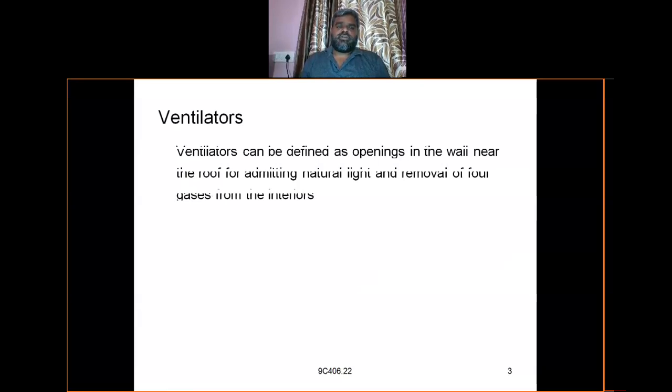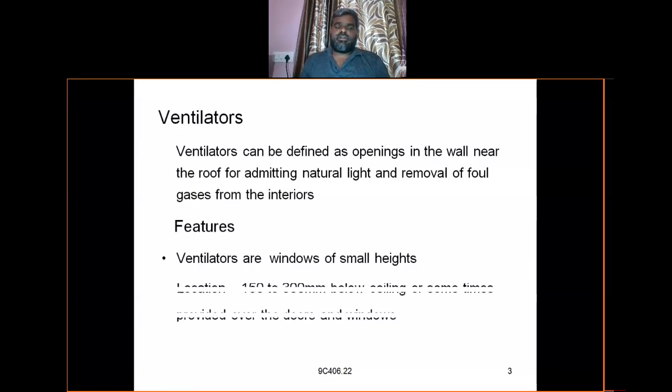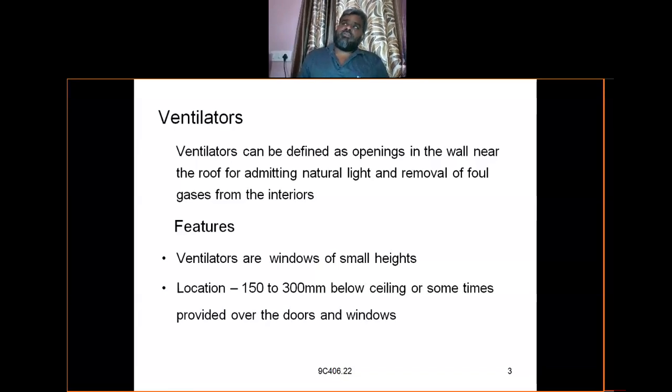So ventilator. What is a ventilator? Ventilators can be defined as openings in the walls near the roof for admitting natural light and removal of foul gases from the interiors. Features: ventilators are windows of small heights, and the location is 150 to 300 below the ceiling; they are sometimes provided over the doors and windows. So ventilators are the small openings which are provided near the slab or above windows.